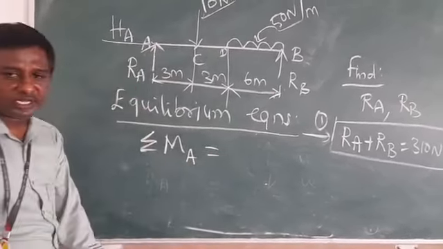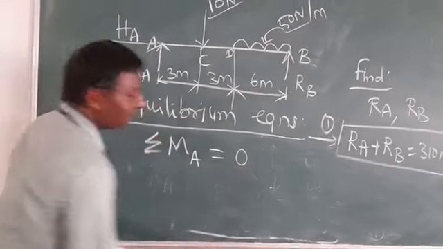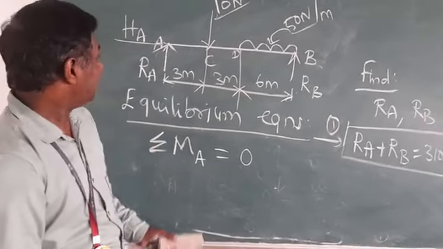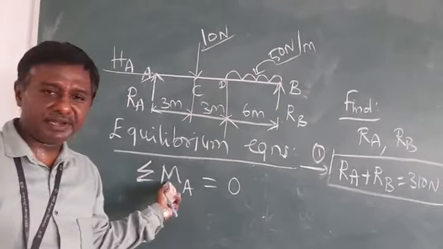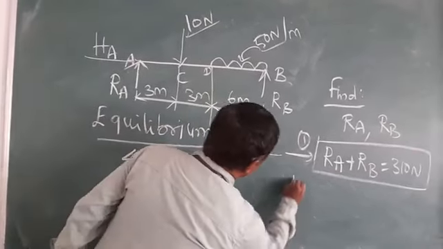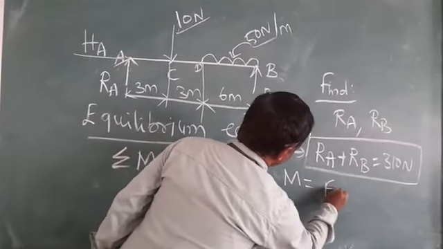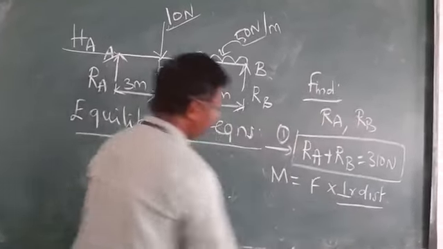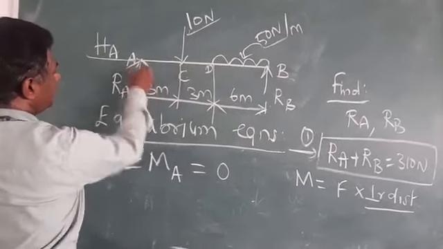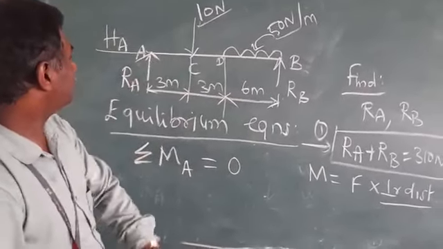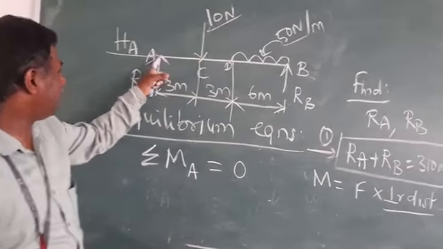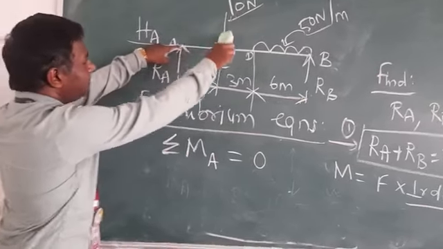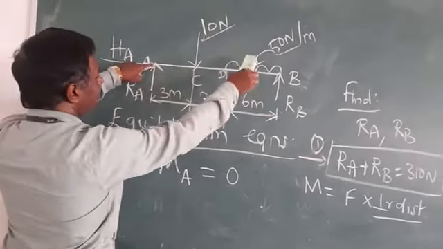So sigma M about the point A is equal to 0. What would be the sign convention? Which one is positive, which one is negative? Generally, the bending moment M is force into perpendicular distance. So distance is involved. Here I am going to find the bending moment about point A only. All the forces will travel to the point A. So 10 Newton goes to A and 50 Newton goes to A.